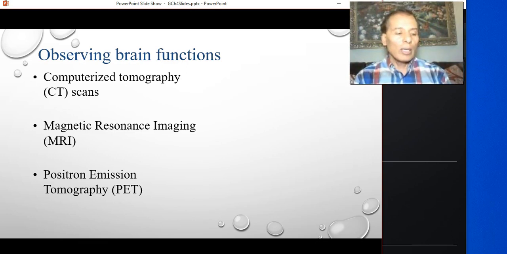There is recently another kind of imaging called brain connectivity fMRI. So it actually shows circuits as you are doing something. It shows the circuits in the brain and how these circuits light up and how they make a certain function possible.